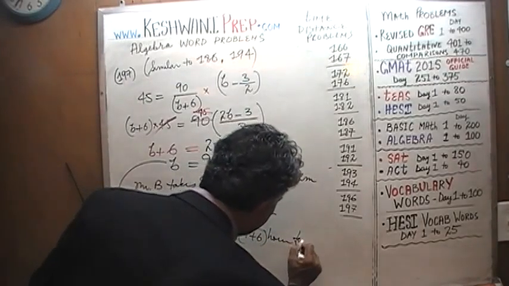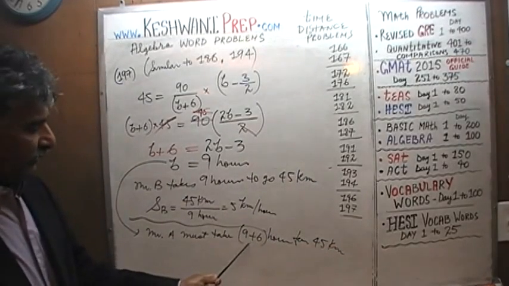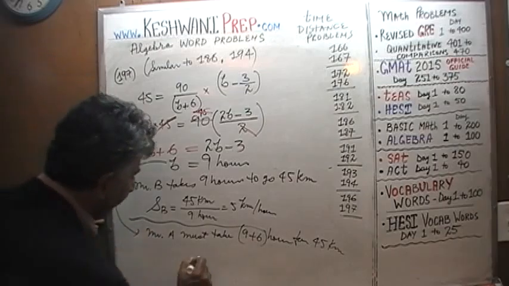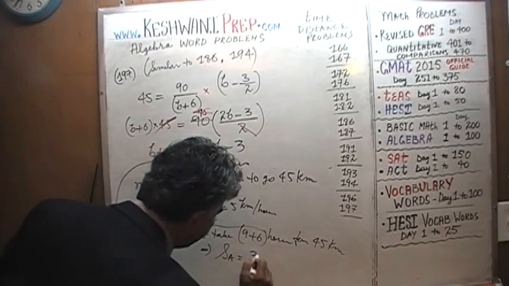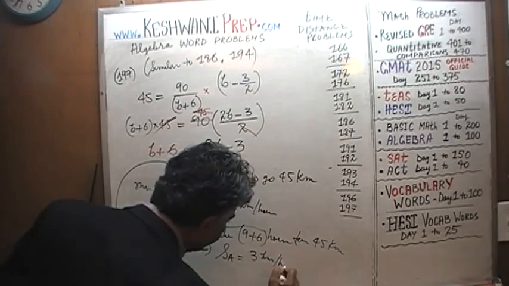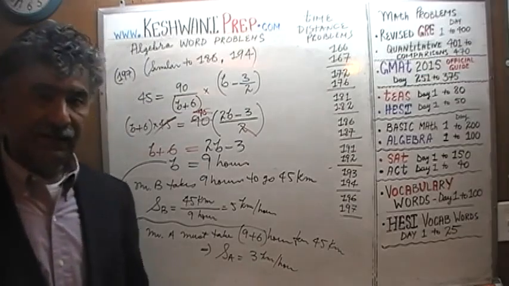9 plus 6 hours, which is 45 kilometers. 9 plus 6 hours is 15 hours. He takes 15 hours to go 45 kilometers. That implies that Mr. A must have been going at 3 kilometers per hour. Voila. That's it, we are done. That's the end of the story. As far as the problem is concerned, we are done.